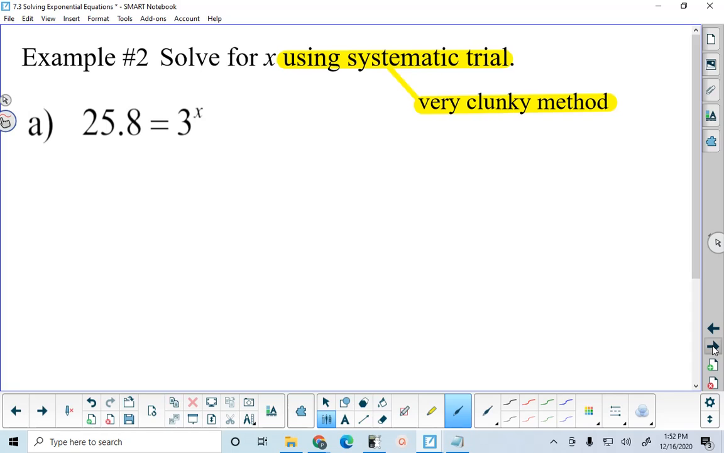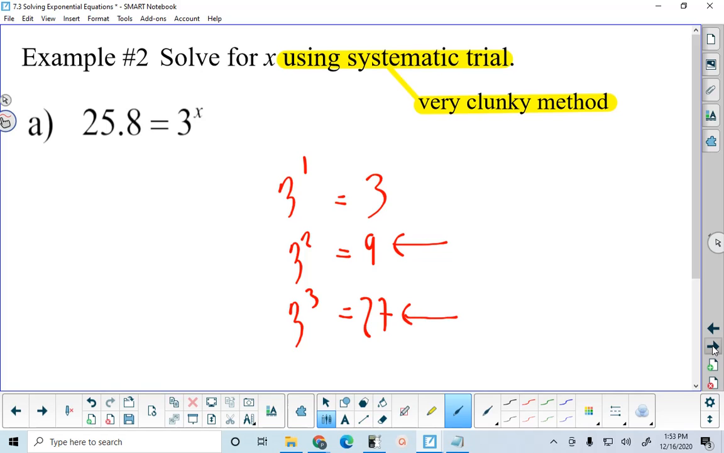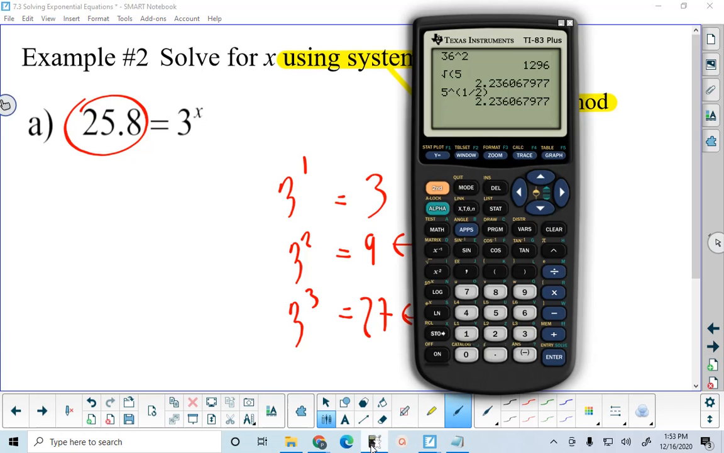What you're basically going to do here is ask yourself what x could be. Could x be 1? Well, no, because 3 to the 1 gives you 3. It doesn't give you 25.8. Could x be 2? Well, no, because that would give you 9. Could x be 3? Well, no, but notice that when x is 2, we get 9, and when x is 3, we get 27. We want to get 25.8, which is pretty darn close to 27. So then what you do, and I really hate this method, when I say it's clunky, I mean it's clunky.